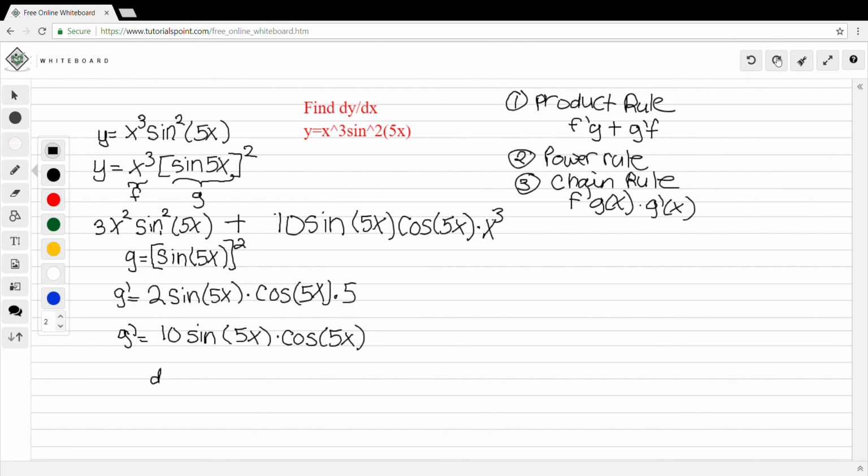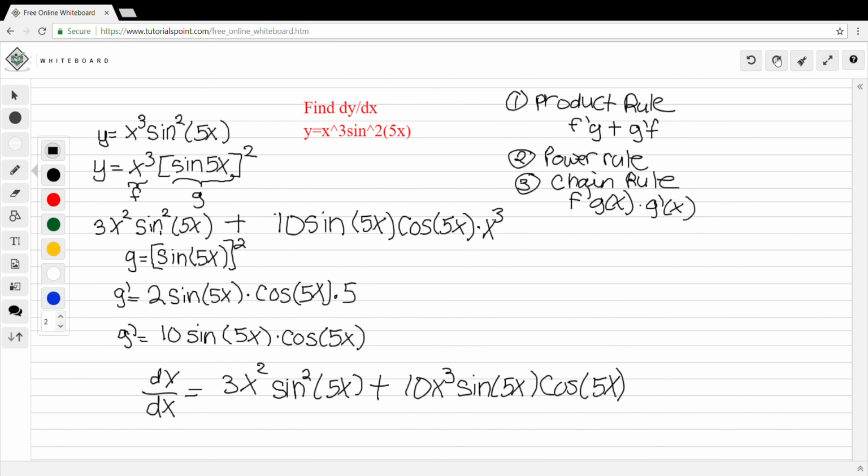So if we were to clean this up, we would get 3x squared sine squared 5x plus 10x cubed sine of 5x cosine of 5x. Now, you can actually put this 10x cubed sine 5x cosine of 5x on the left first. It doesn't really matter which side you put it; it'd still be the same. So that's how you find the derivative of this problem. To find the derivative of this problem, you need to know the product rule, the power rule, and the chain rule. And that's it.